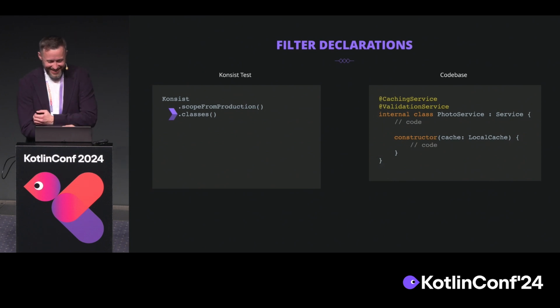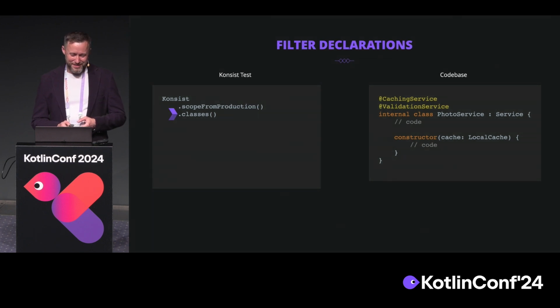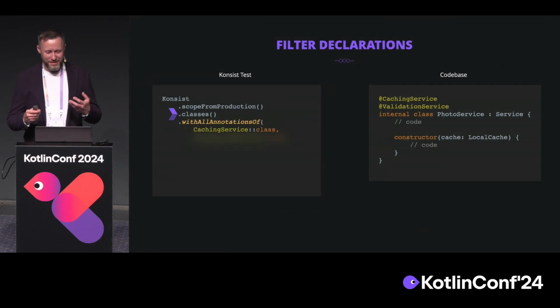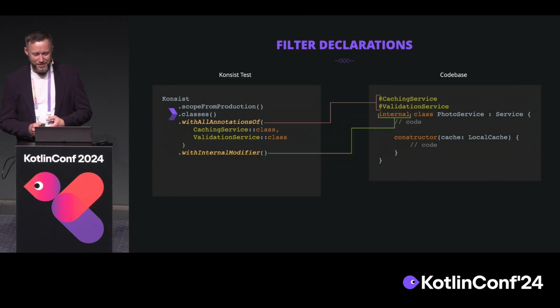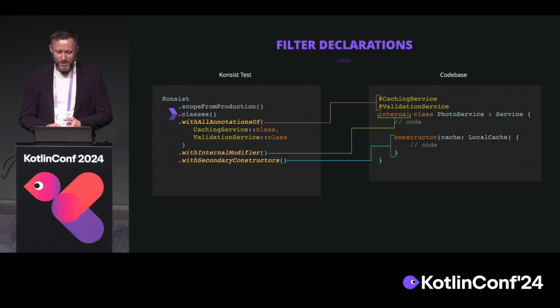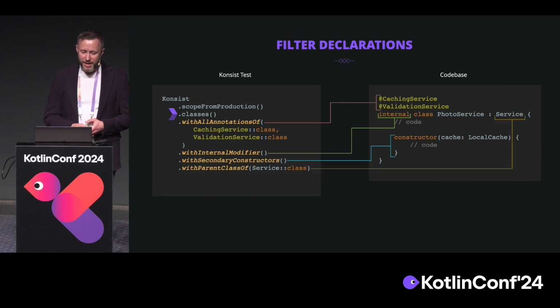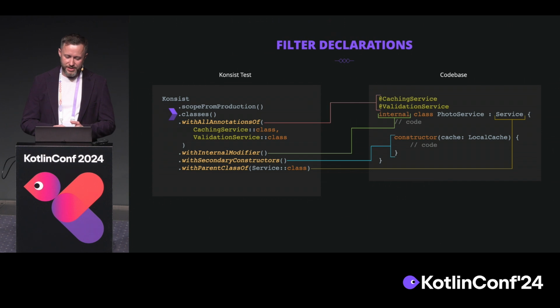So basically, we can filter these declarations in a quite flexible way. For example, we can filter all of the annotations that are present in the code using a single Konsist method. In a similar manner, we can filter declarations with a certain type of modifier, like internal in this example. We can also query things like secondary constructors or primary constructors, and obviously the parent classes. As you can see, these methods are chained, so it's similar to Kotlin collection processing, where you can chain a set of granular methods to filter all the declarations that you want to check.